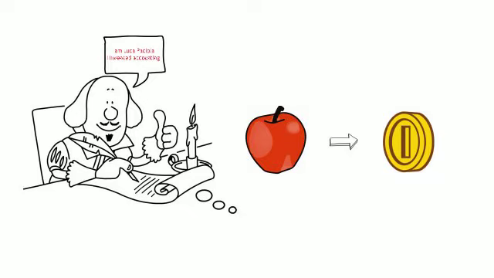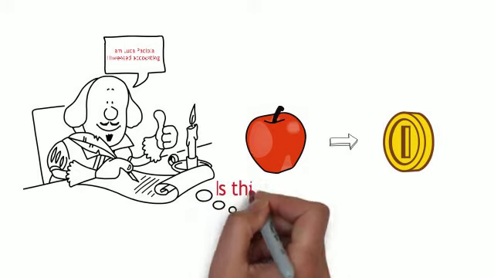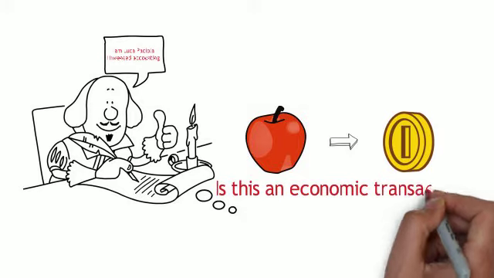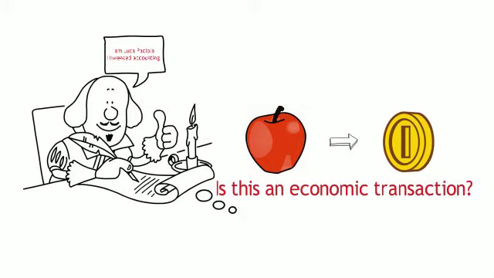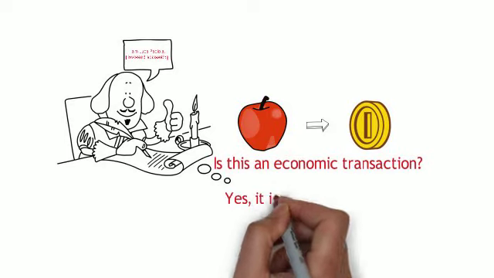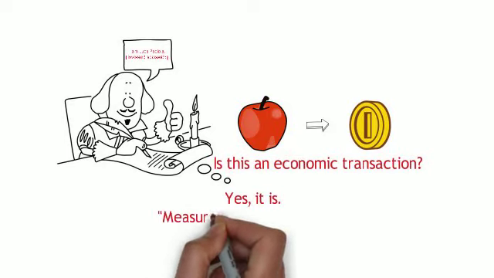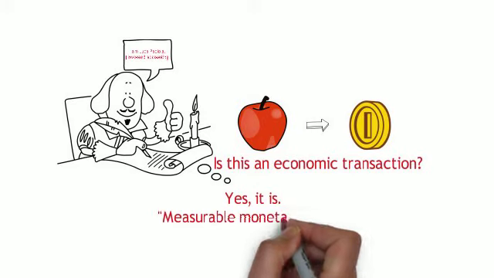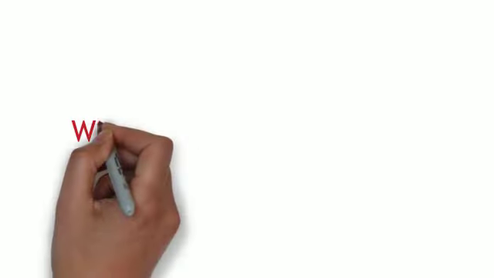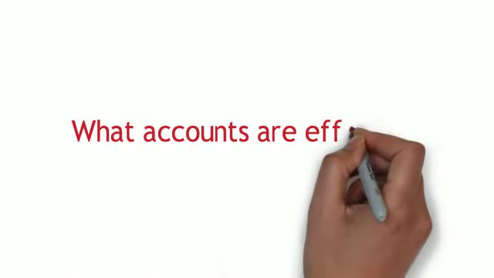Let's help Luca by applying the decide technique. Step 1. Is the sale of the apple for 1 florin an economic transaction? What do you think? Well, yes it is. Luca sold something of measurable monetary value in exchange for something else of measurable monetary value. Step 2. What accounts are affected? What do you think?